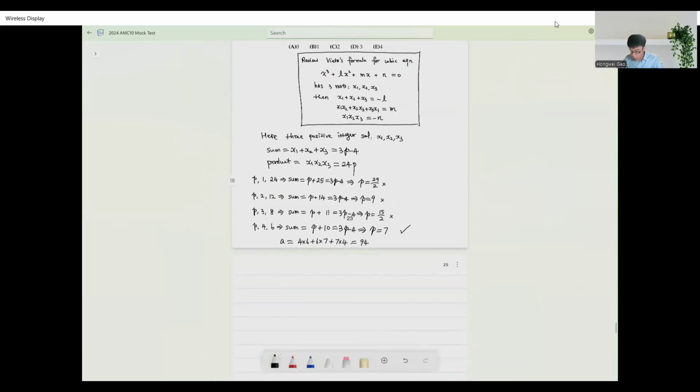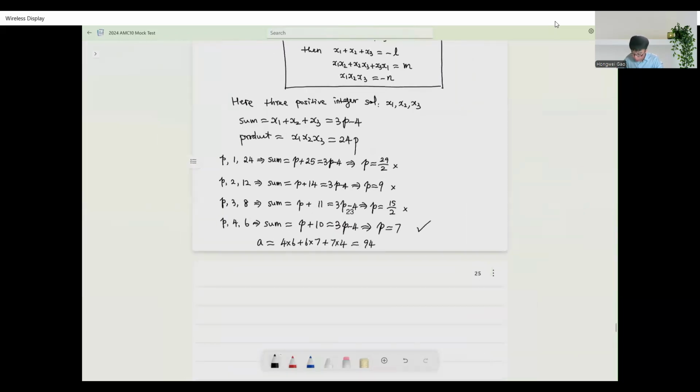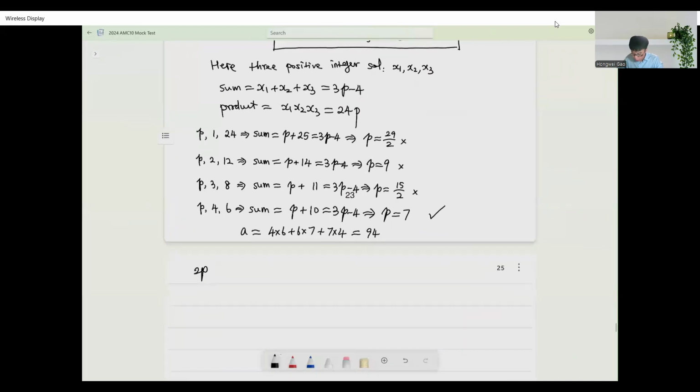It could be 2p. Suppose one root is 2p. So the other roots should multiply to 12. So it could be 2p, 1, 12; 2p, 2, 6; 2p, 3, 4. Right? If we can switch order, that covers all cases.